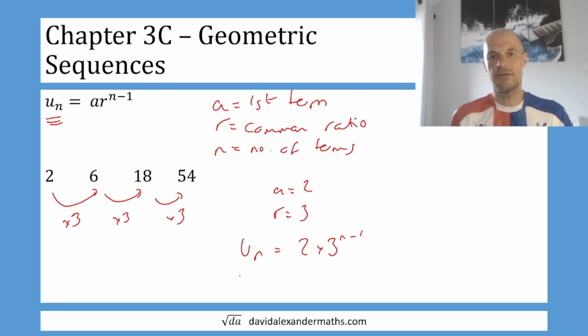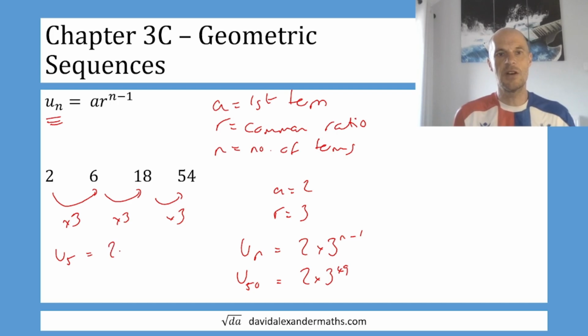So if we wanted the value of u50, so the 50th term, that would be 2 multiplied by 3 to the power of 49, which would be an incredibly large number. Probably not very realistic for me to type this into my calculator. Maybe I should have chosen something a bit lower. In fact, why don't I try u5?